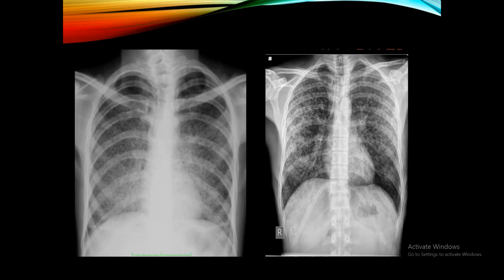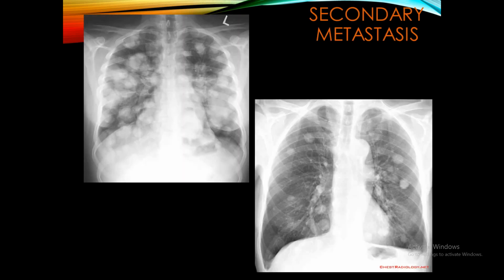These are other examples of the miliary shadow, but here in adult patients. So the differential diagnoses include the infections, metastasis, and the pneumoconiosis. Examples of multiple nodular shadow or diffuse nodular shadow, and the cause is the secondary metastasis. This type of the nodules has a special name called cannon ball metastasis.